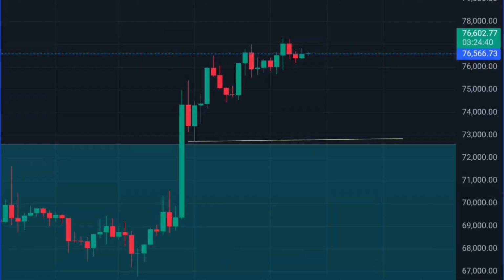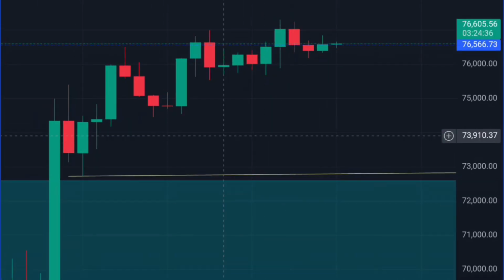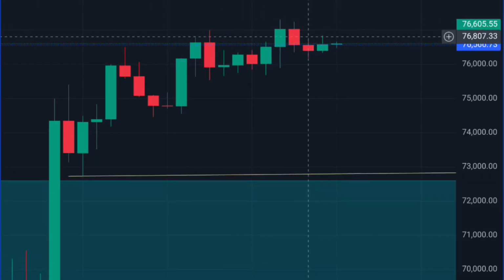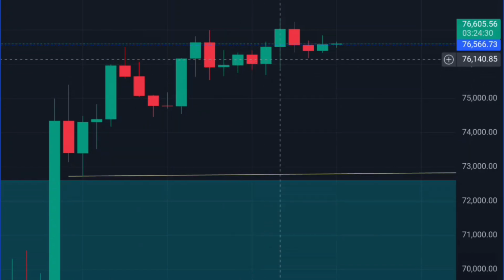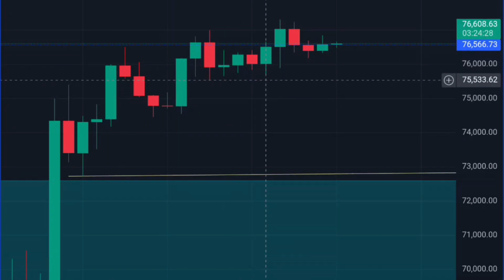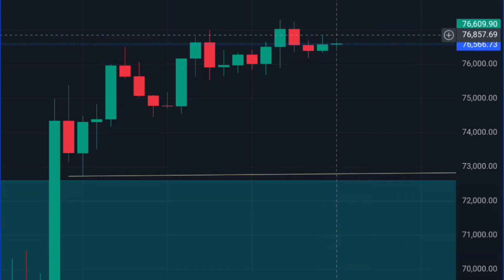Am I interested in shorting right here? Not in the least little bit. 4 hour is still making higher highs and higher lows. If I wanted to short this back down to the buy setup, I would wait for price to close a lower low. This is still maintaining a higher low.